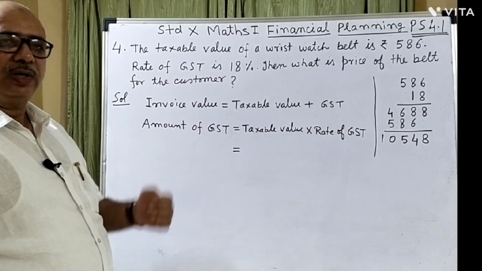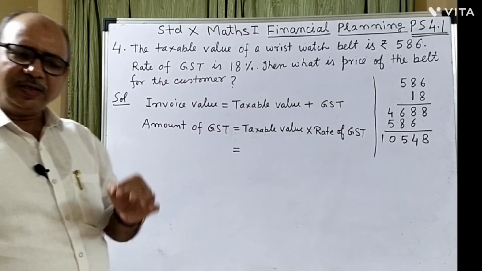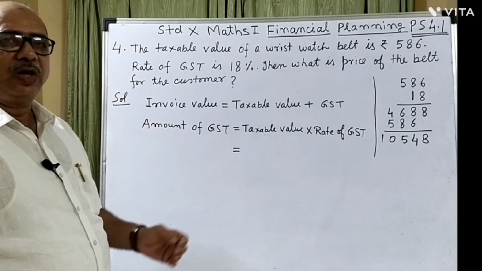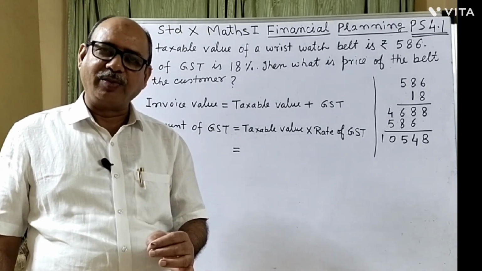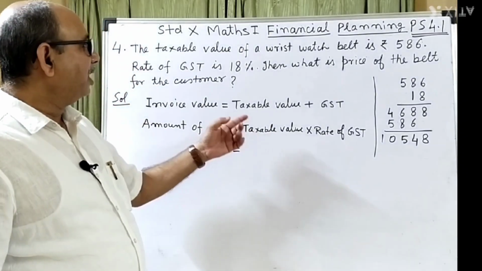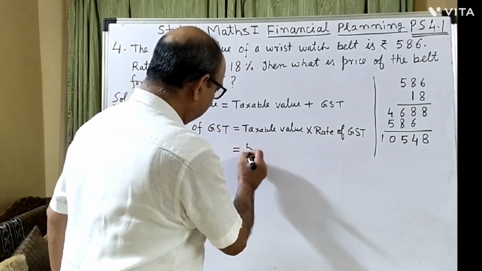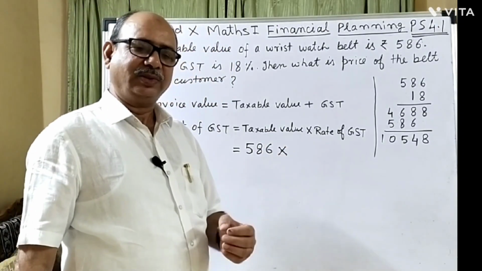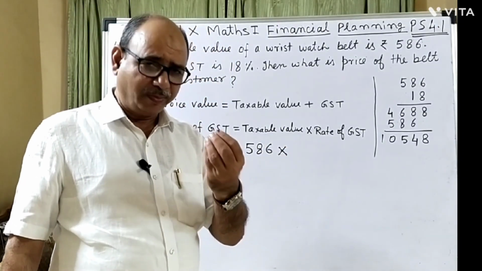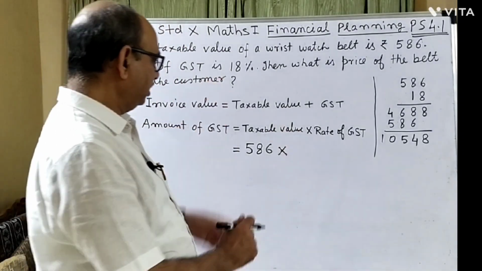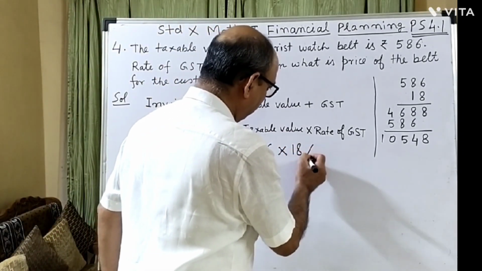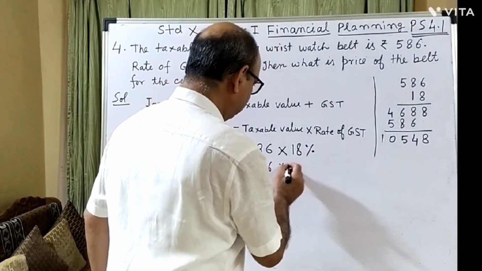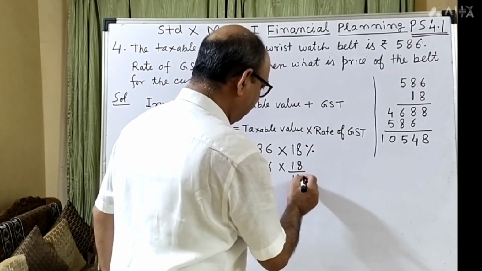Here is the taxable value, that means GST will be applicable on this taxable value. And the amount of GST will be how much? Taxable value multiplied by rate of GST. Taxable value is given as 586, multiplied by rate of GST. Wherever rate is mentioned, it is always in terms of percentage. And rate of GST is 18%. That means it is equal to 586 multiplied by 18 divided by 100.